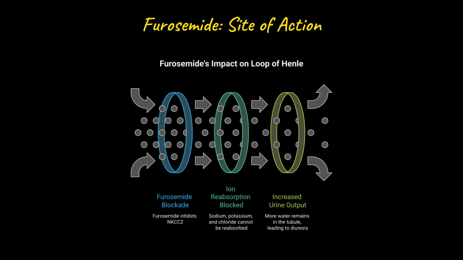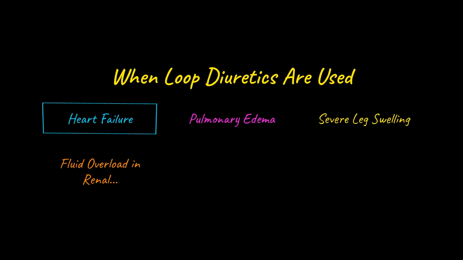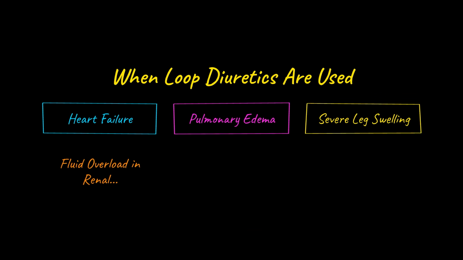Because this segment handles a huge share of filtered salt, blocking it unleashes a powerful surge of urine, hence the term high-ceiling diuretic. Loop diuretics are reserved for states of dangerous fluid overload: heart failure flooding the lungs, severe edema in the legs and belly, and fluid overload in failing kidneys. Their power to pull large volumes quickly makes them the go-to agent when a patient is drowning in retained water.